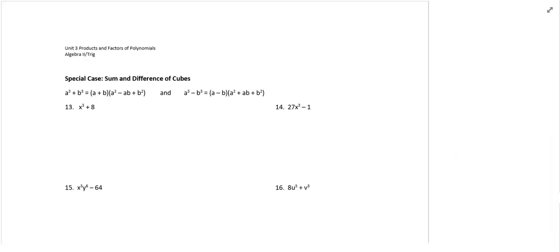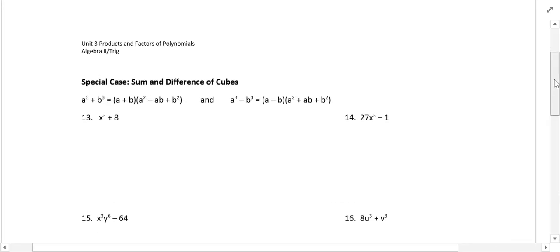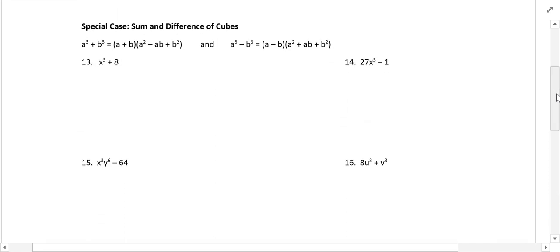So the page that we just did, those problems were probably familiar. You probably saw them before in Algebra 1. Now, these ones, you might not have seen these special cases. So this special case here is called the sum and difference of cubes. So just like we had a difference of squares, now we're talking about the sum and the difference of cubes.